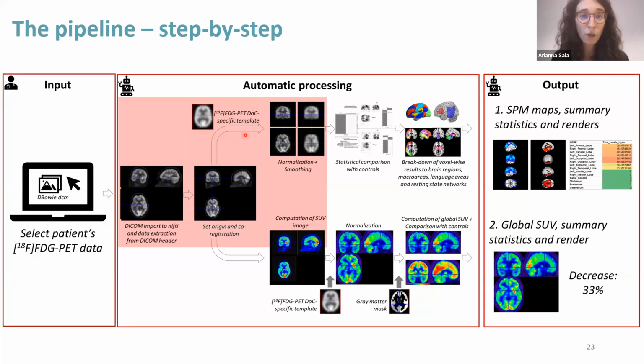Then what happens is that our software, all of this is based on SPM, takes our co-registered images and performs a spatial normalization. So essentially it matches, using a series of affine and non-affine transformations, our patient images to the control template image, making the 2 images perfectly comparable.